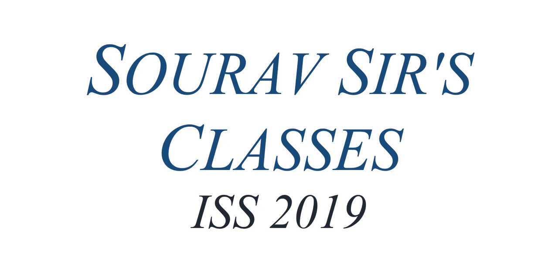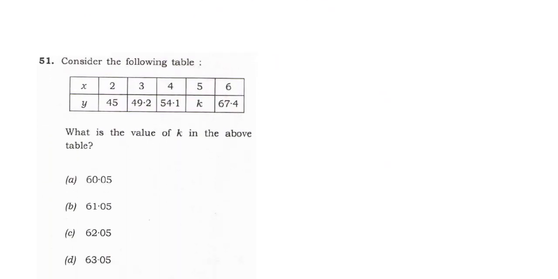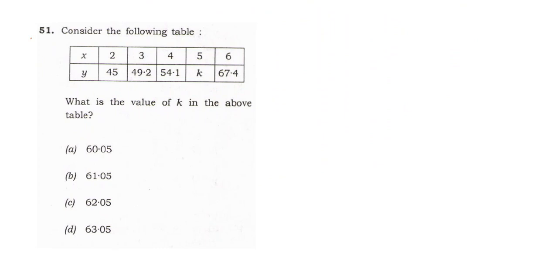In this video, we are going to solve the ISS 2019 question paper, the statistics portion, paper 1. So let us begin with our first question of this video, which will be question number 51. Question 51 here says, consider the following table.